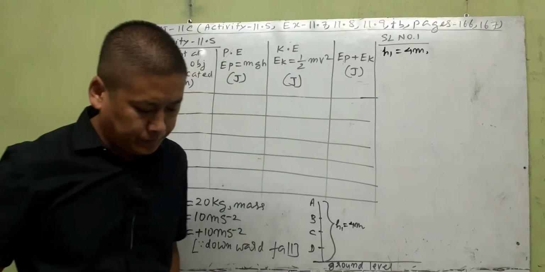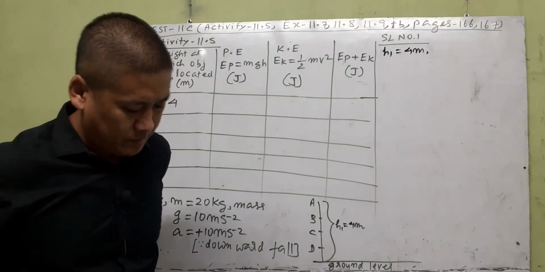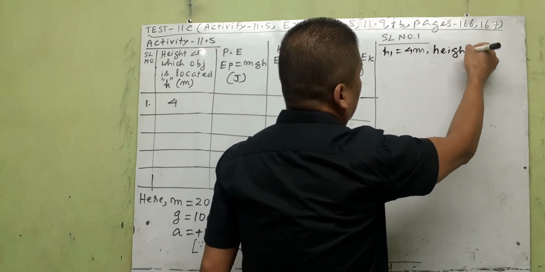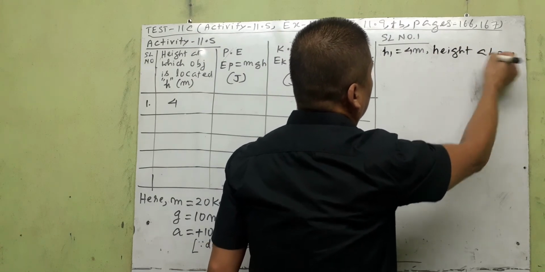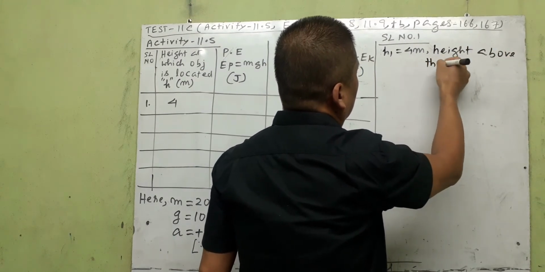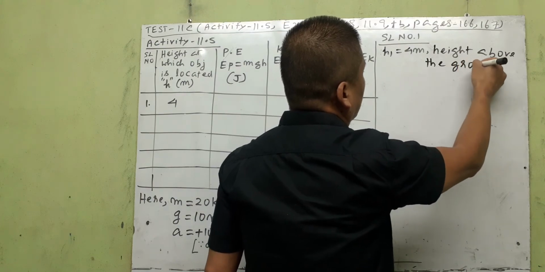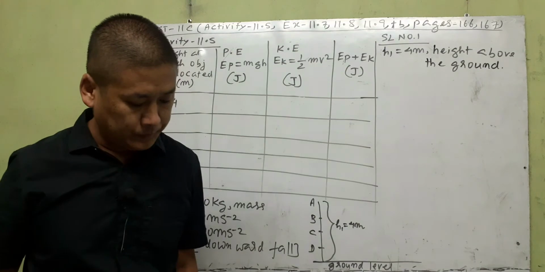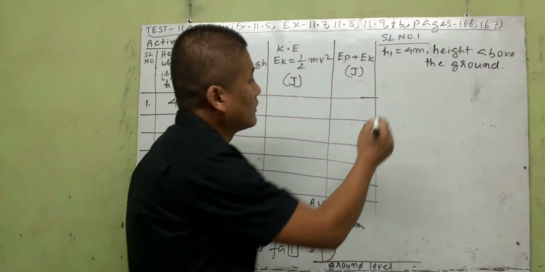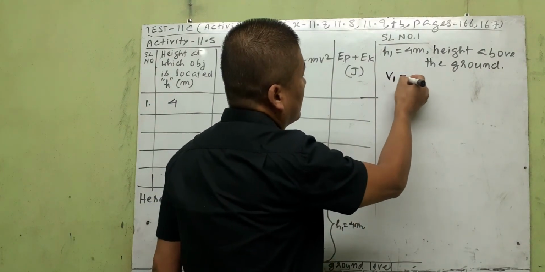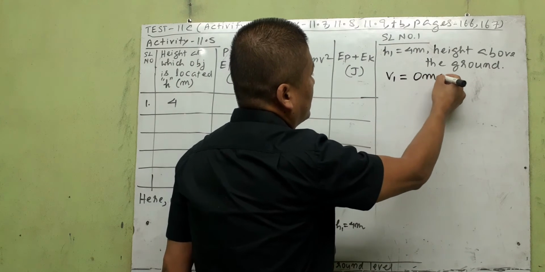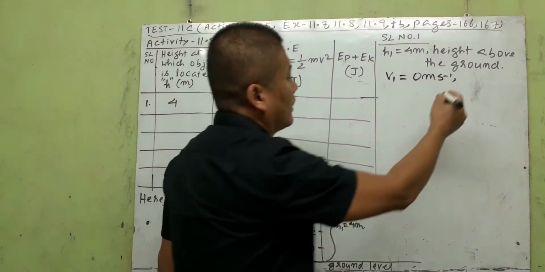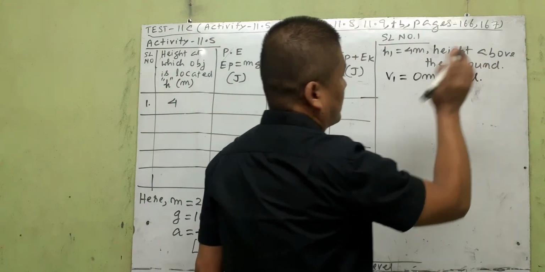We will write here. We'll do slowly, okay? So we get it, height above the ground when the object, just before the object was dropped. That means the object was not moving. Then V1, since the object was yet to be released, it will be 0 meter per second. This is the velocity, because the object is not yet dropped, so there is no velocity.